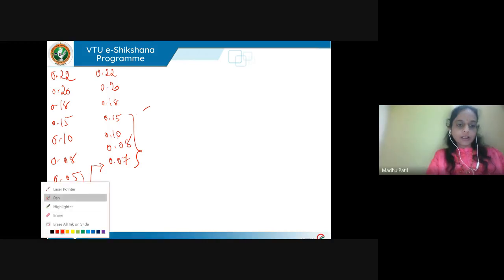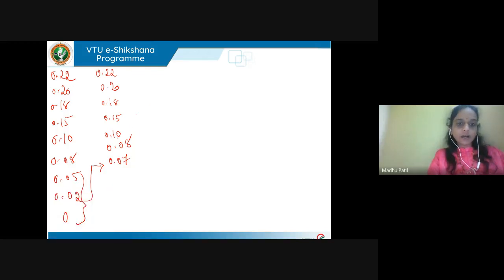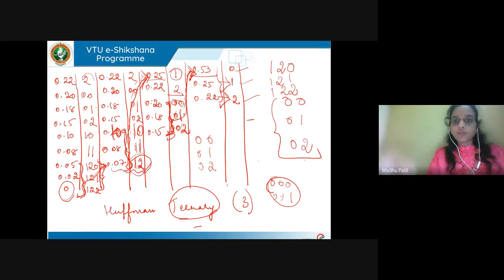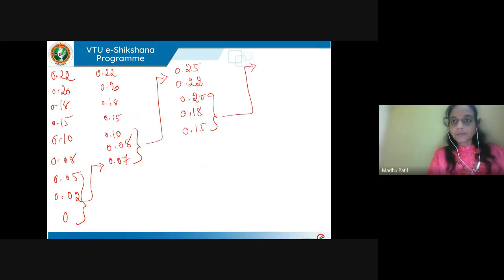Next, I have to take the last three symbols. I have to take the last R symbols. What is R? R is equal to 3. So I should take the last three symbols, that is these symbols, addition. This gives me 0.25. It is greater than all these probabilities, so I place it on the top because I should always arrange them in decreasing probabilities. That has to be taken care of. 0.15 as it is. Then the last three symbols, 0.20, 0.18, 0.15, gives you 0.53. This is your 0.53.